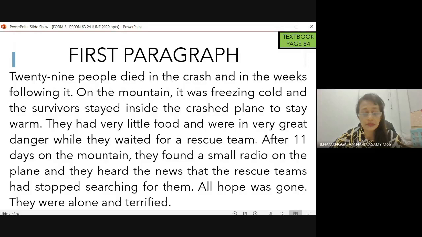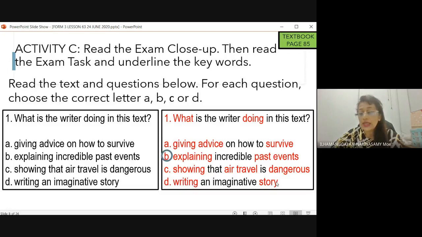He's explaining what had happened. Yes, Charani. He is explaining what had happened. All right. So it's B. He was just explaining the story. He didn't give advice. He didn't show air travel is dangerous. He's just reporting the story, explaining what happened. Right. Okay, so the answer is B, right? Okay, let's look at the next question.